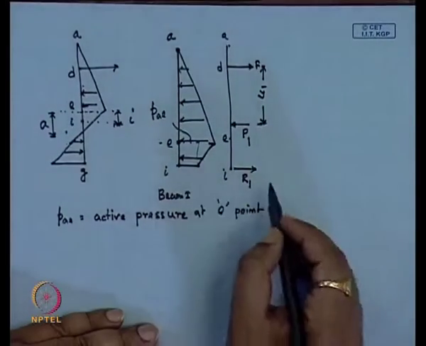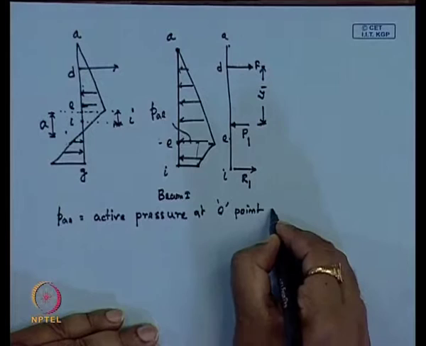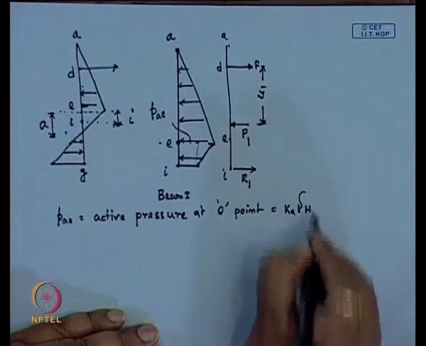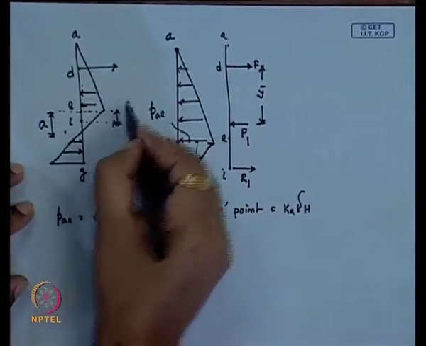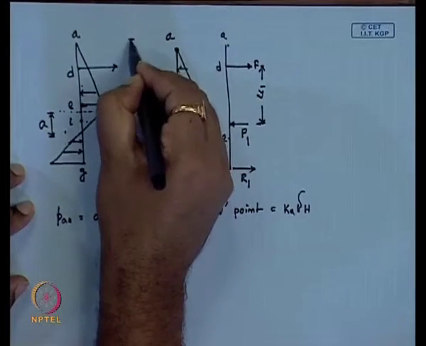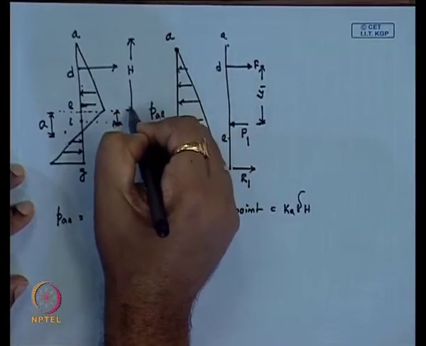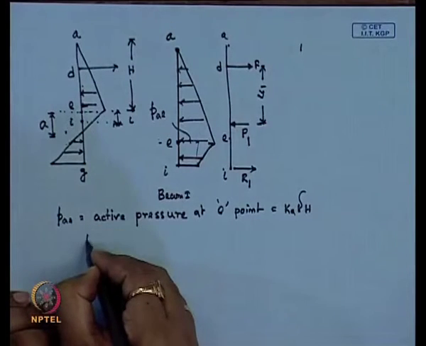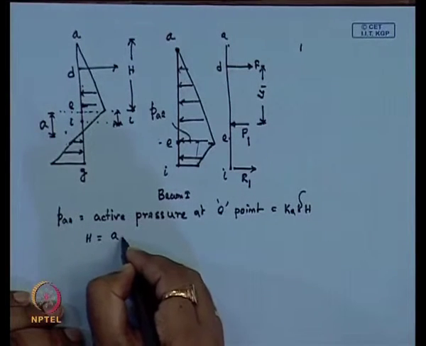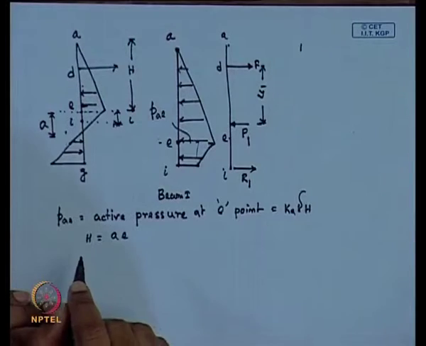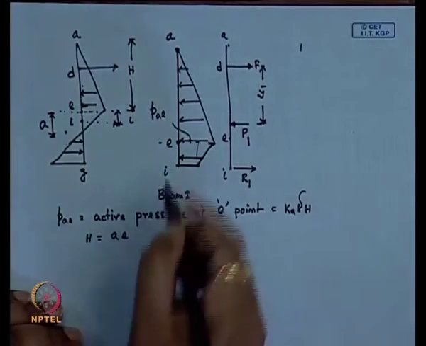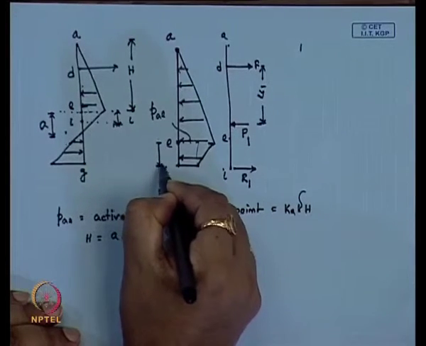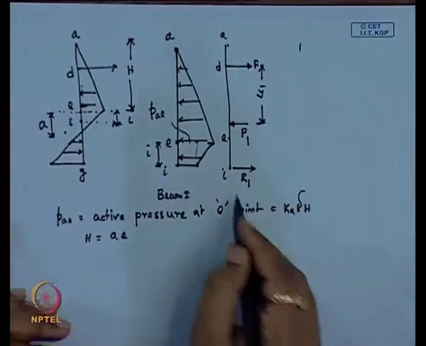So, that we can determine. For this one, the P A E will be K A into gamma into h, where h is the height of point E from A. So, h is equal to the A E distance. Then this is point I, and these are the forces.